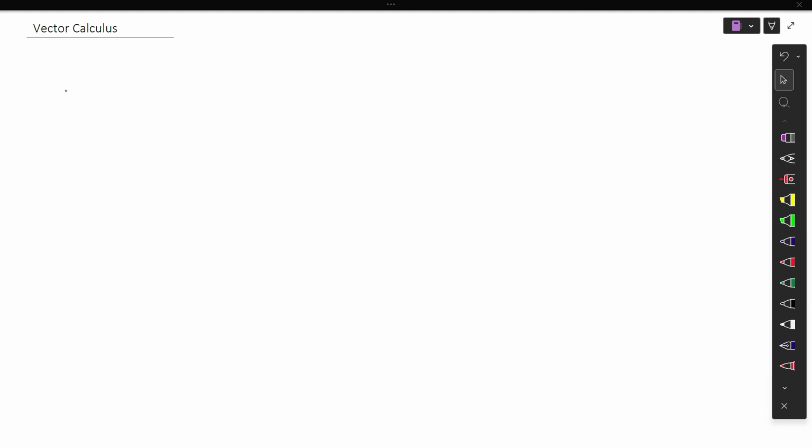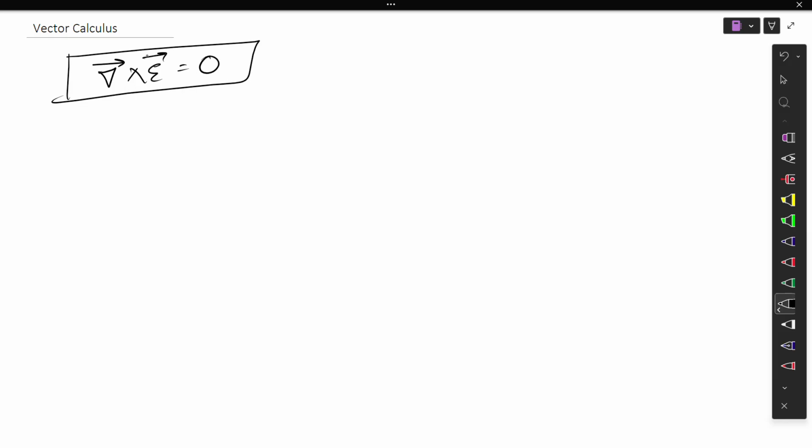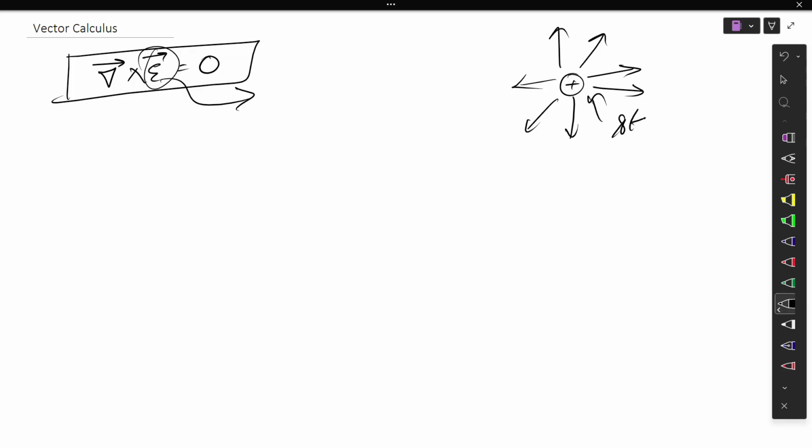right? So, what Maxwell's first equation says is that the curl of the electric field would be zero for a conservative electric field, right? What it means is that if the charge is radiating the electric field in all directions, such that the charge is static and has zero acceleration and velocity, then the nabla cross E would be zero.